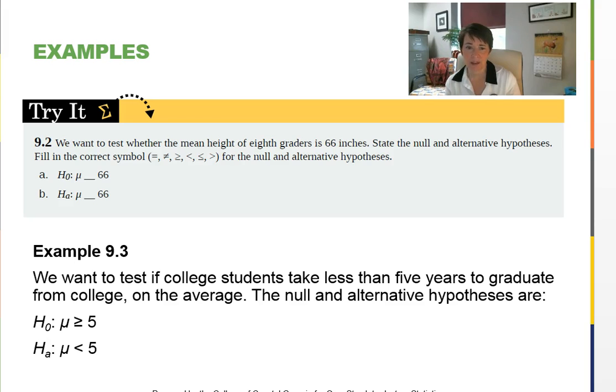Example 9.3, we want to test college students. If college students take less than 5 years to graduate from college on the average, the null and alternative hypotheses are, remember we need that equal sign with our null hypothesis, that the mean is greater than or equal to 5. We want to test, let's read the words again, if college students take less than 5 years. That is kind of the alternate thing that we're talking about. So our status quo is that it takes them more than 5 years or equal. Okay, so that's where our equal sign is. And then our alternate would be less than 5 years.